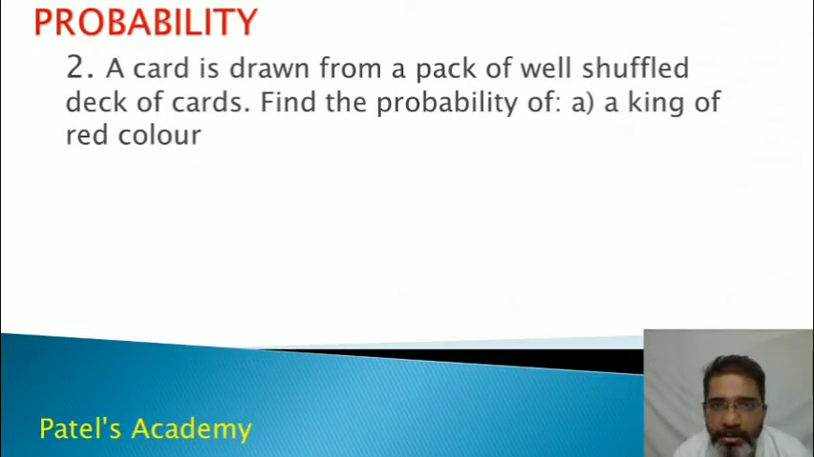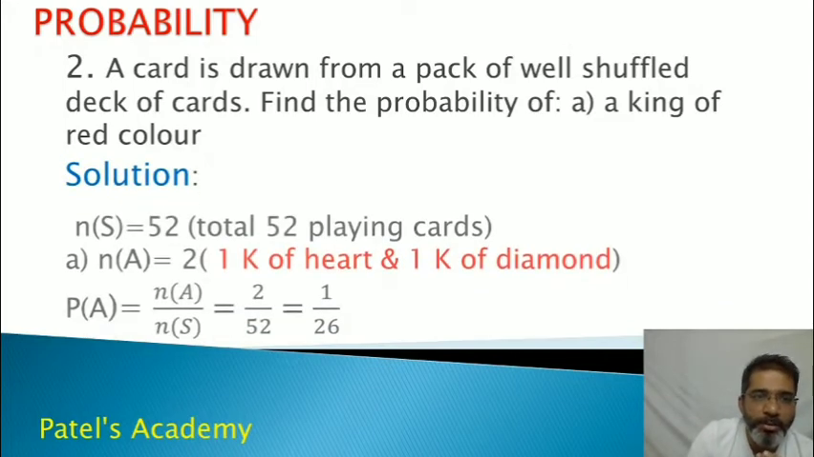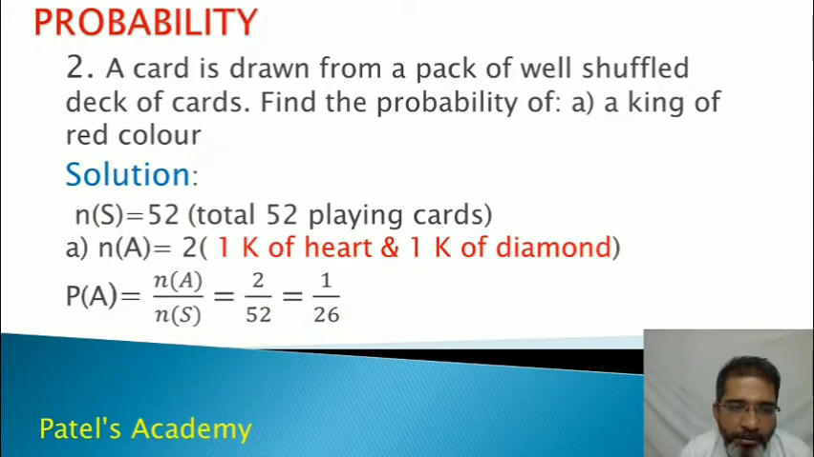A card is drawn from a well shuffled pack of cards. Means you're talking about playing cards. So in total there are how many cards? 52 cards. So n(S) is going to be 52. In brackets I have written total 52 playing cards. We need to find the probability of getting a king of red color. Okay, now there are a total of 4 kings, out of which 2 are red and 2 are black. We need only the red ones. So the total number of required outcomes is 2: 1 king of heart and 1 king of diamond.